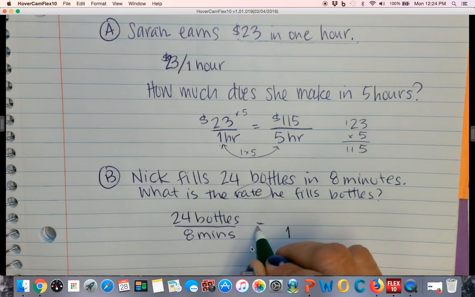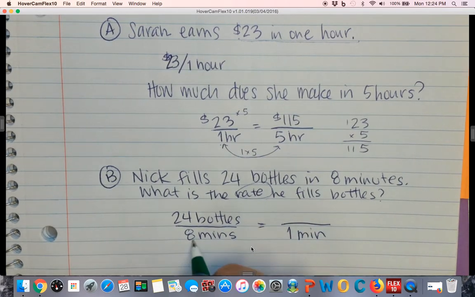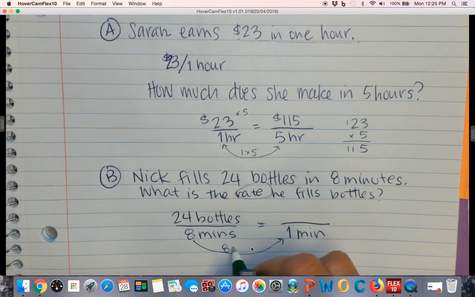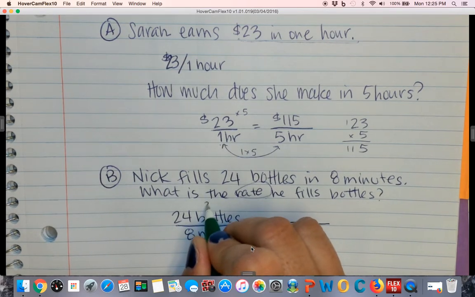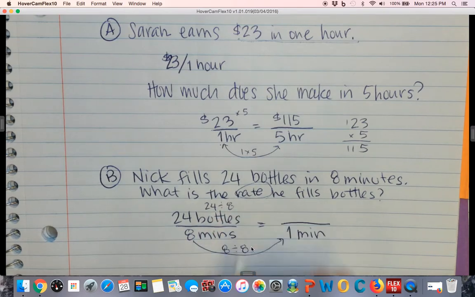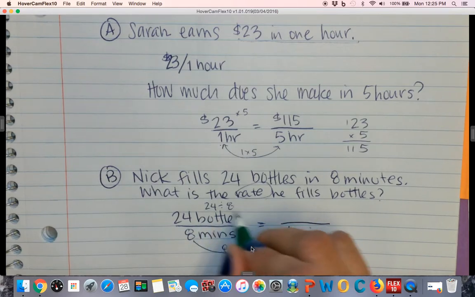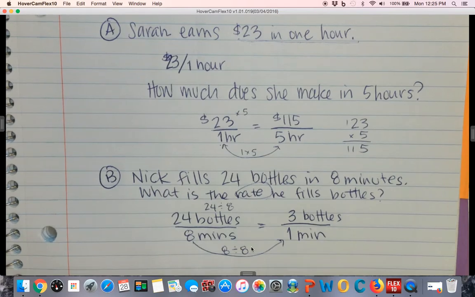So they want to know how many he can do in 1 minute. What do I do to 8 to get 1? Remember, we're only using multiplication or division. We are not using addition or subtraction. So if I take 8 and I divide it by 8, I get 1. So I do the same thing. I do 24 divided by 8 to get the rate at which he's filling bottles. 24 divided by 8 is 3 bottles per minute.